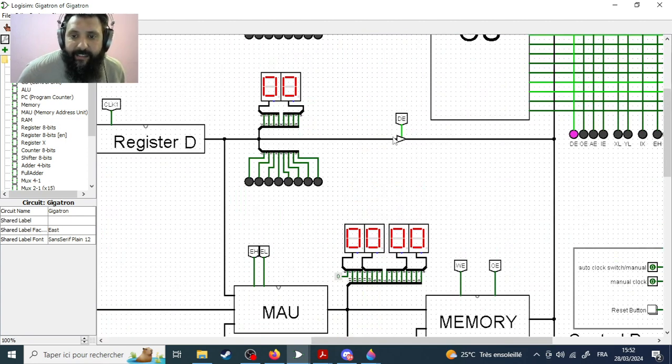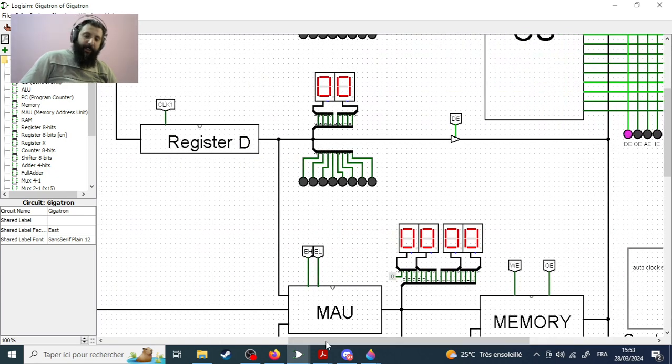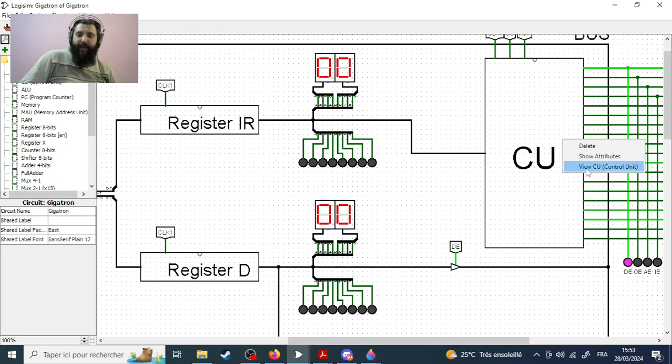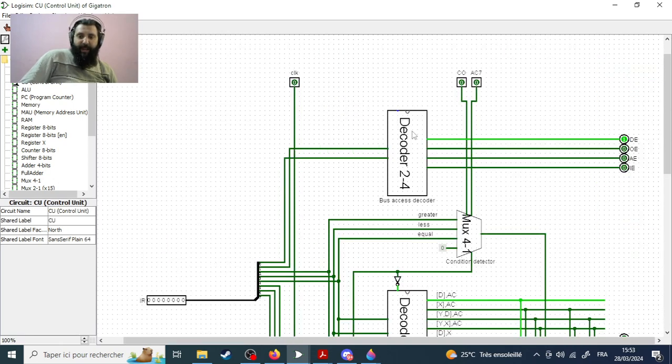It's activated and it is represented by a three state buffer. That means this value is going through. The value is going to the bus. Very good. This is it. This is why we choose to use a decoder here.